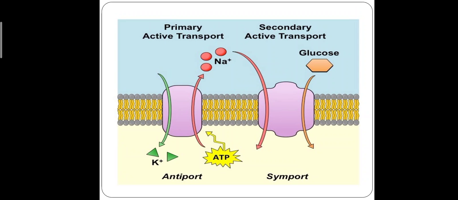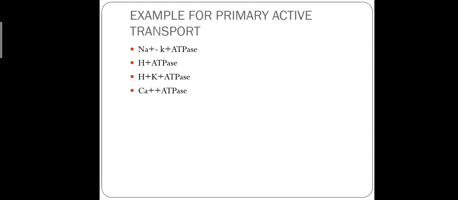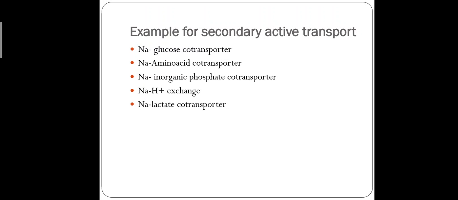Here in this diagram, primary active transport obtains energy directly from ATP, and secondary active transport obtains energy indirectly from ATP. Examples for primary active transport include sodium potassium ATPase, hydrogen ATPase, hydrogen potassium ATPase, and calcium ATPase. And some examples for secondary active transport: sodium glucose co-transporter, sodium amino acid co-transporter, sodium inorganic phosphate co-transporter, sodium hydrogen exchange, and sodium lactate co-transporter.